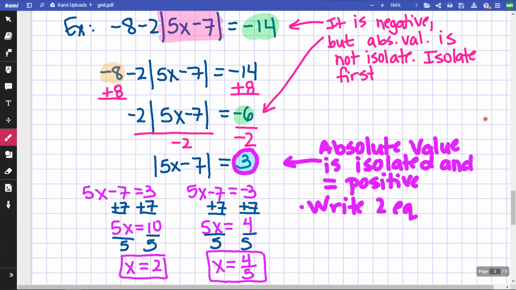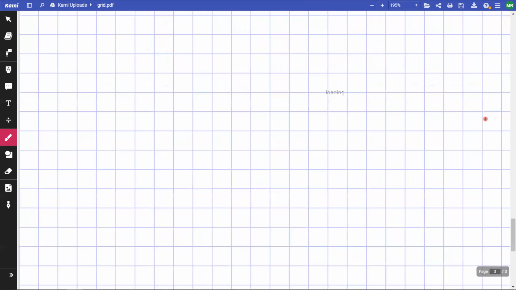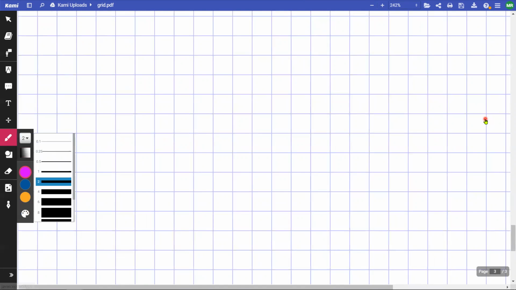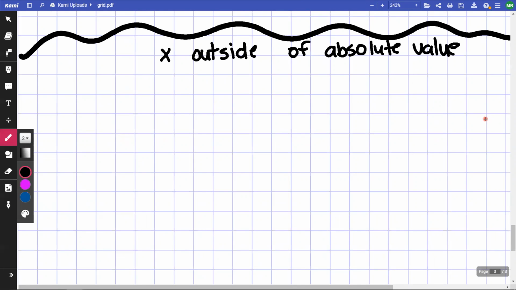Now, the next one I'm going to write is one that we're going to see every so often, where you have an x outside. So let me just draw a line. Okay, so this is where we have an x outside of absolute value. And this is going to make it a little trickier.